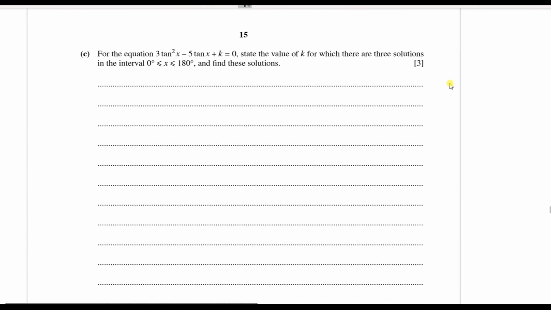Okay, so in the C part we need to state the value of k for which there are 3 solutions in the interval 0 to 180, and we have just solved in the first part that this will only contain two values in 0 to 180 degrees.